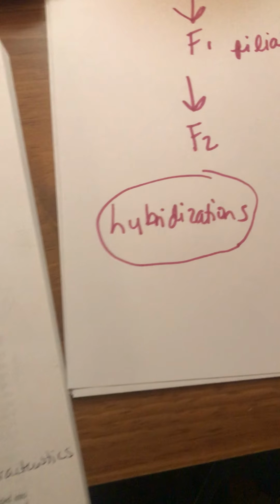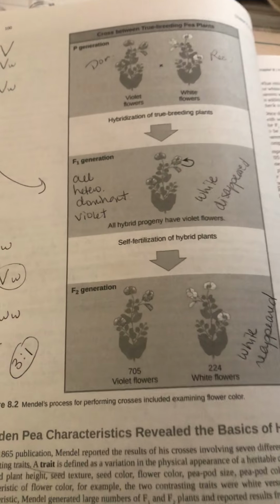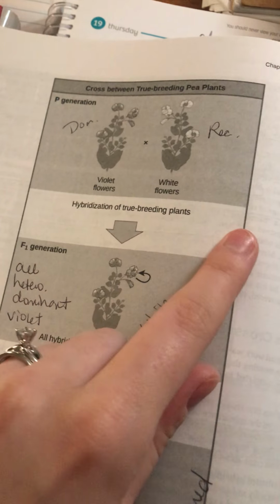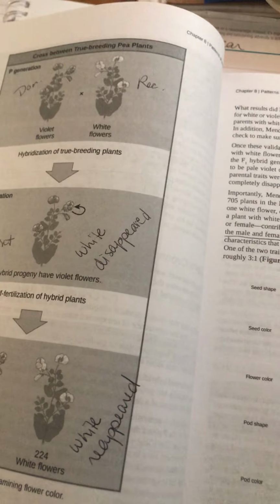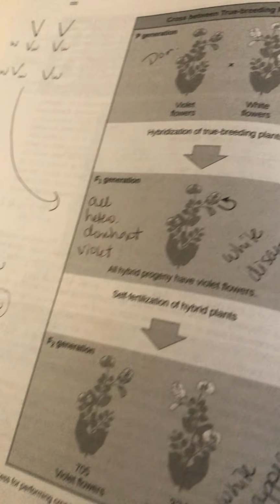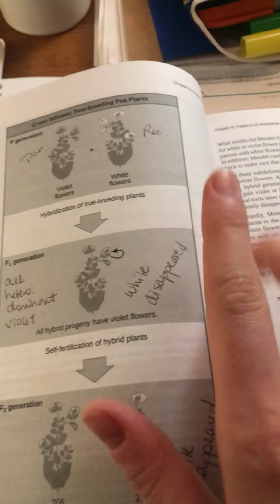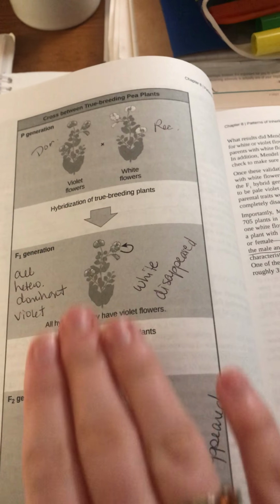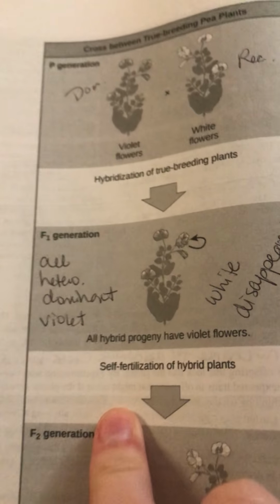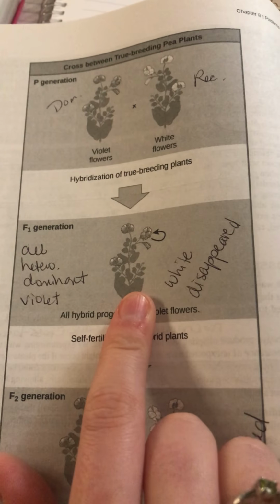So on page 100, it gives you a picture overview of what happened in each generation. The violet was the dominant trait. The white is recessive. So violet will always be dominant over white. He took some pollen from this one, put it here, took some pollen from this one, put it here. He hybridized them. Now they're going to self-fertilize like they normally do, and this is the outcome.